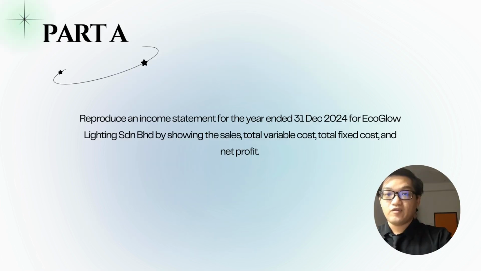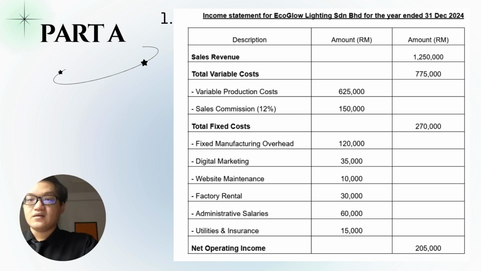My name is Chan, so I will present part A. Question 1. Reproduce an income statement for the year end 31 December 2024 for Eco Blue Lightning Sdn Bhd by showing the sales, total variable cost, total fixed cost, and net profit. This is the income statement for Eco Blue Lightning Sdn Bhd for the year end 31 December 2024. The amount for the sales revenue is 1,250,000.